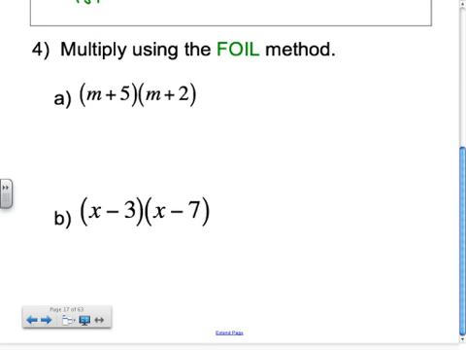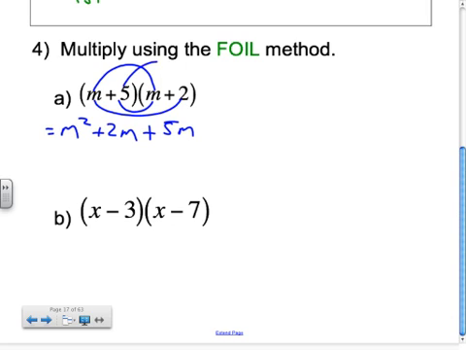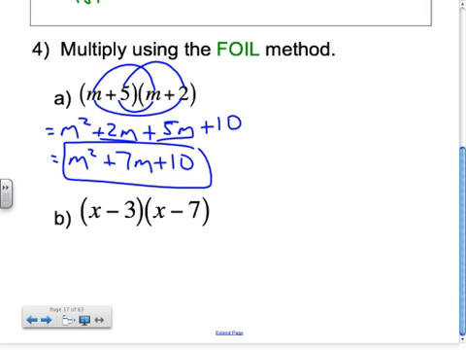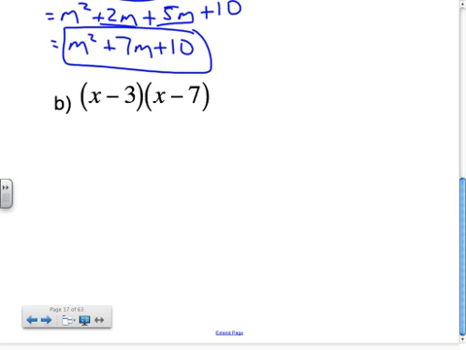Okay, so using the FOIL method here, I have to take my first terms, m and m. Well, m and m makes m squared. And then I have my outside, m and 2 makes 2m. Then I take my inside terms, 5 and m makes positive 5m. And I take my last terms, positive 5 and positive 2 makes positive 10. I go one more step here and simplify, so m squared plus 2m and 5m is 7m plus 10. All right, so that's how I'd utilize the FOIL method there.